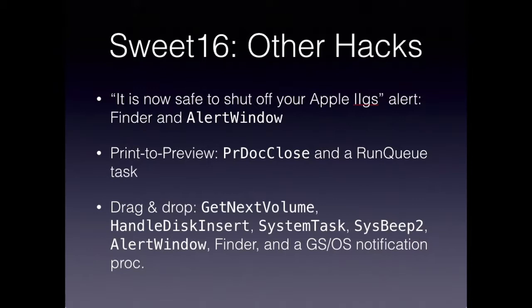the Sweet 16 supports an option to print to the Mac preview application. This is currently done by intercepting pr.close, grabbing the temporary PostScript files from the system folder, beaming those over to the Mac using some special code to transfer those files to the Mac side, and then the Mac opens it in preview. A run queue task is basically used to handle other checks related to the print to preview code.